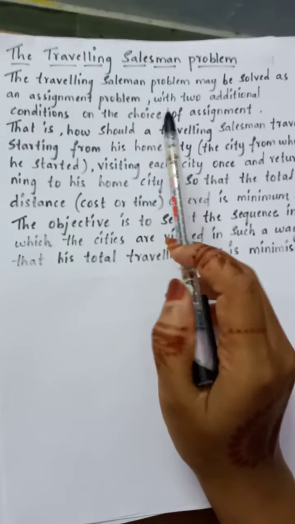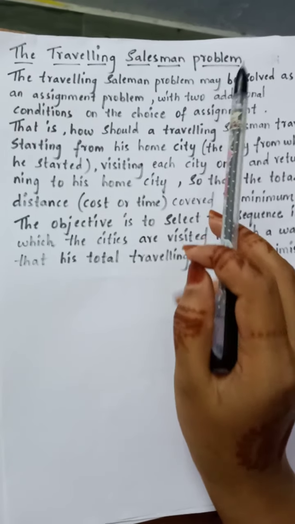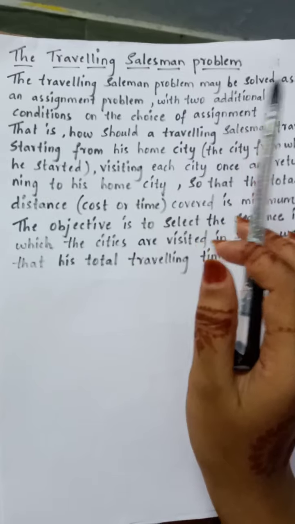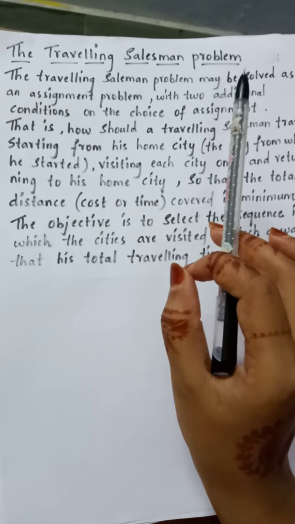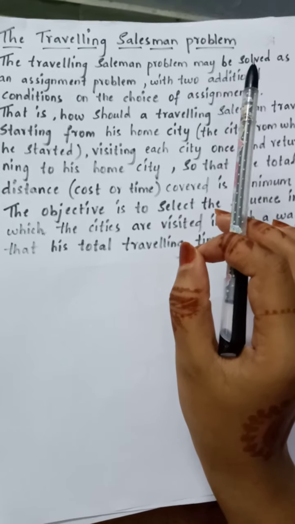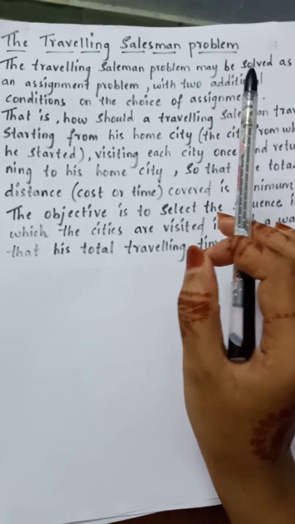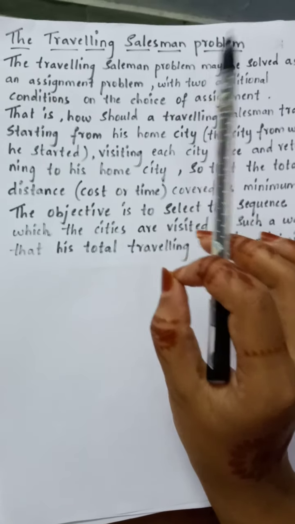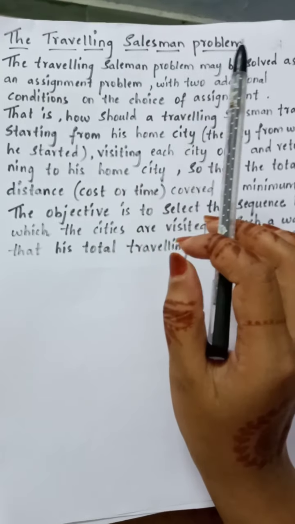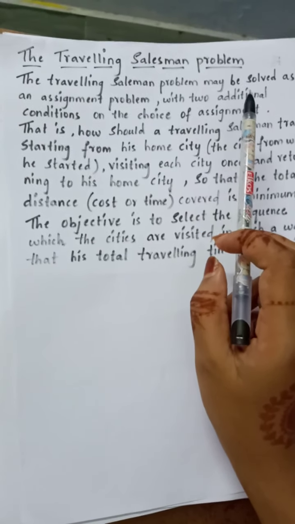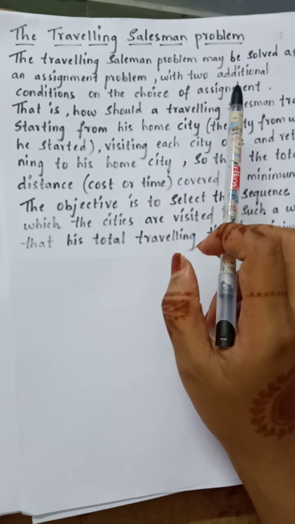These traveling salesman problems are done to find out how the salesman should travel to different cities so that the distance can be minimized. If the distance is minimized, then the time as well as cost can also be minimized. So to find out that sequence, this traveling salesman problem is done. The traveling salesman problem is solved, students, by using the Hungarian method.